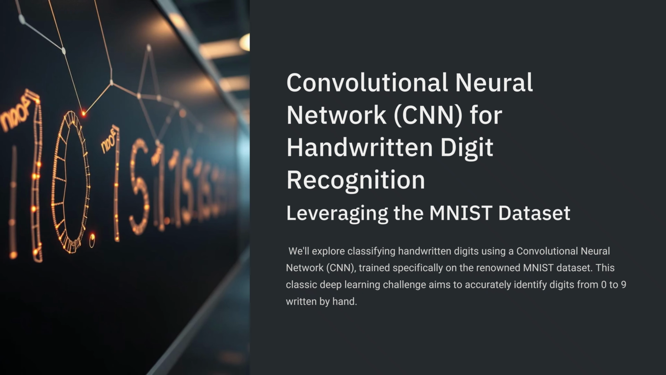Welcome to the video. Today we are exploring how a convolutional neural network, or CNN, can recognize handwritten digits using the famous MNIST dataset. This project is one of the best ways to understand the basics of deep learning. Throughout this presentation, I'll walk you through the dataset, the architecture, the implementation in PyTorch, the training results, and finally the model's performance. So let's get started.